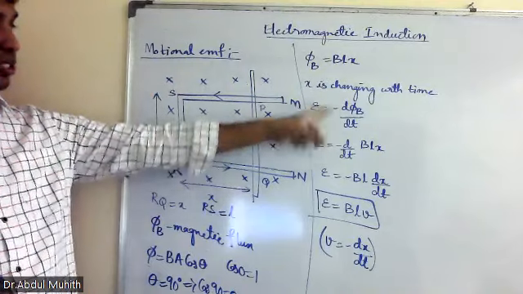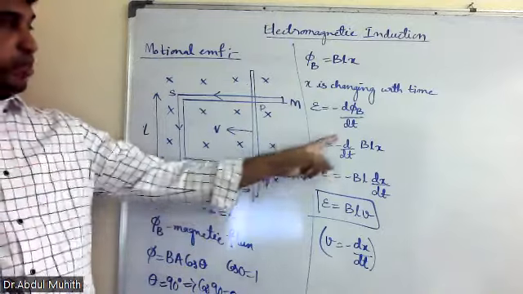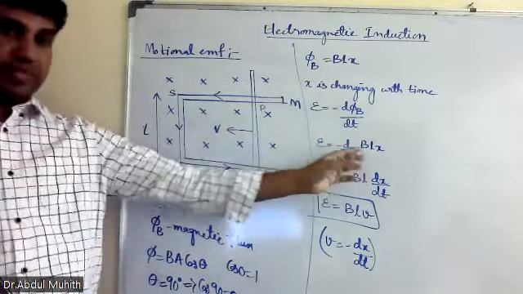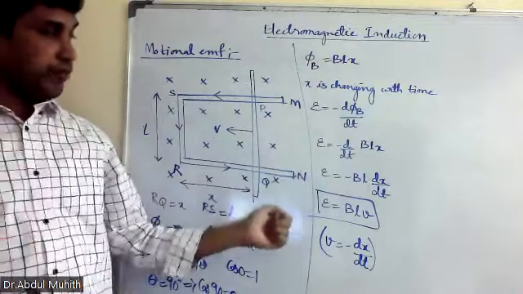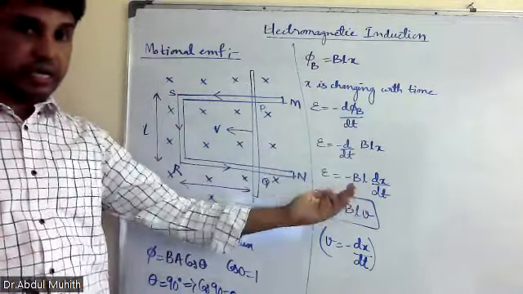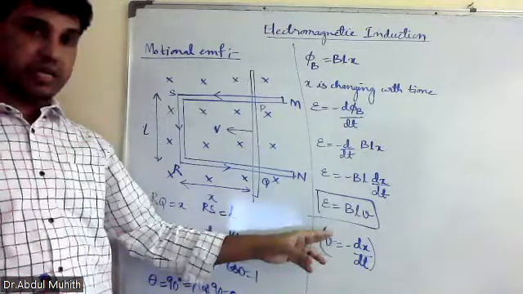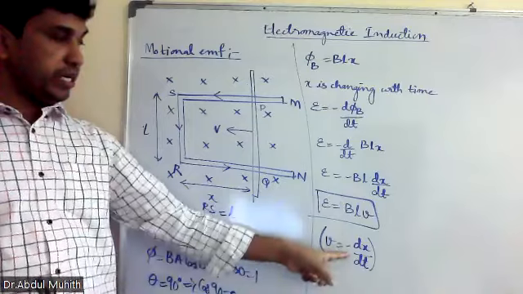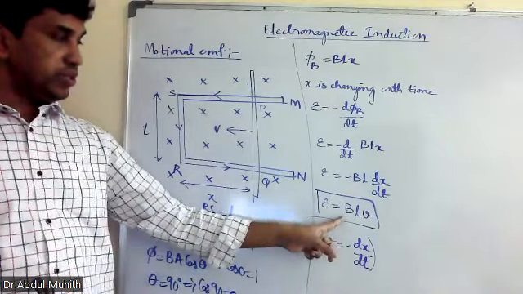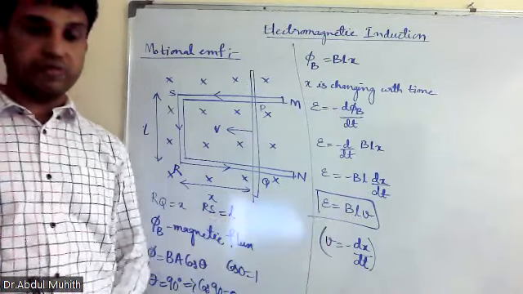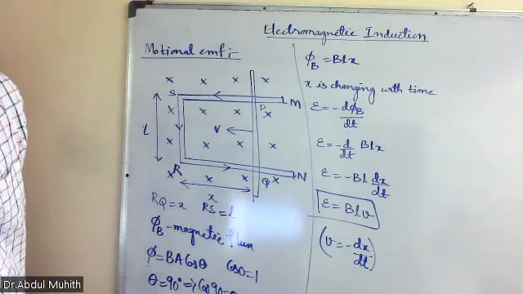So E is equal to minus d phi by dt. This came from Faraday's law of electromagnetic induction. E is equal to minus d by dt of phi b, which is BLx. Just substitute BLx in place of phi b. BL is constant, take it outside. x is only changing, so minus dx by dt, which is written as velocity. So E is equal to BLv. Is that clear? This is said to be motional EMF.